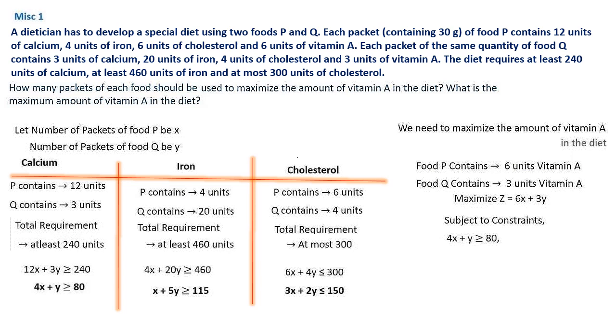Subject to constraints, write all the inequalities. 4x plus y greater than or equal to 80. Next is x plus 5y greater than or equal to 115. Next is 3x plus 2y less than or equal to 150. And the common constraints, x greater than or equal to 0, y greater than or equal to 0. So we have to plot all these 5 inequalities on a sheet of graph, and find the feasible region for all these inequalities, and then find the solution.